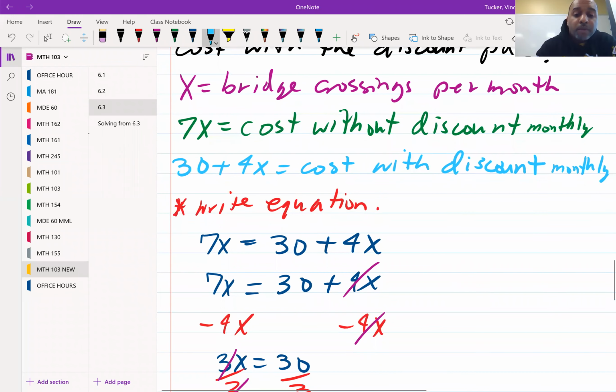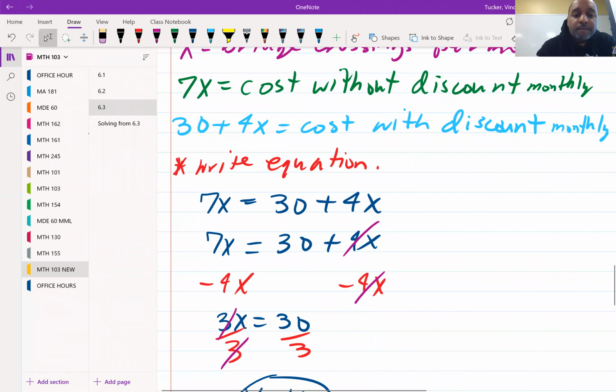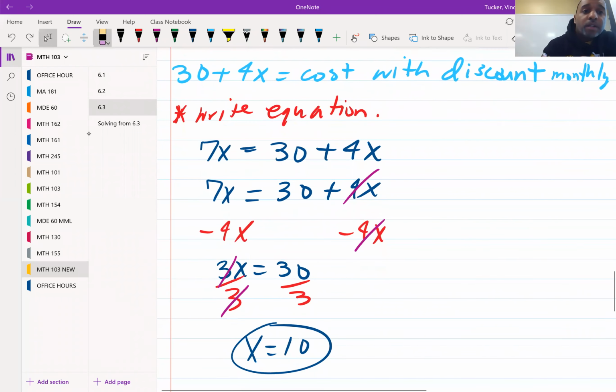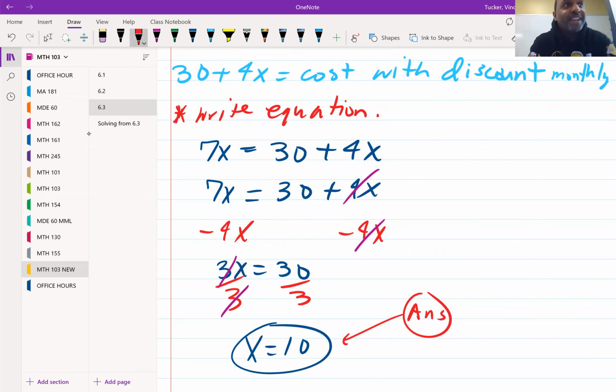So from there, subtract 4X from both sides. That'll give you 3X equal to 30. Divide by 3. X equal to 10 is our answer. All right. So I'll give you a chance to write that down and interpret what that means, why that's the answer, and all this stuff like that.